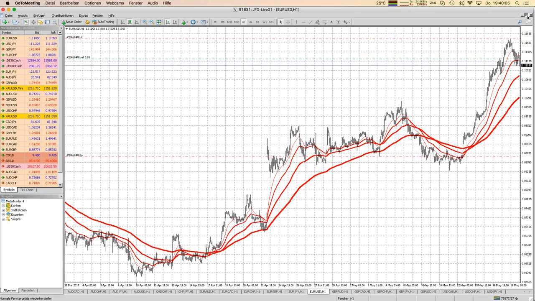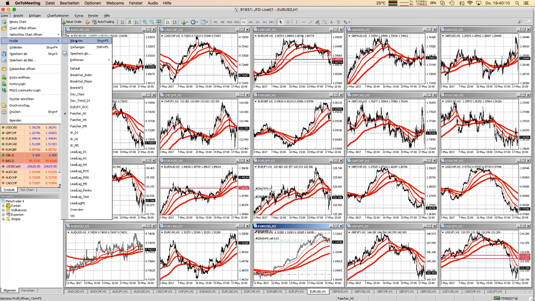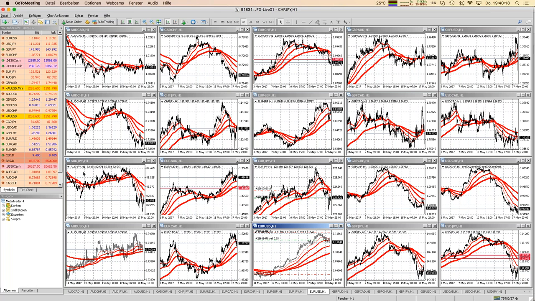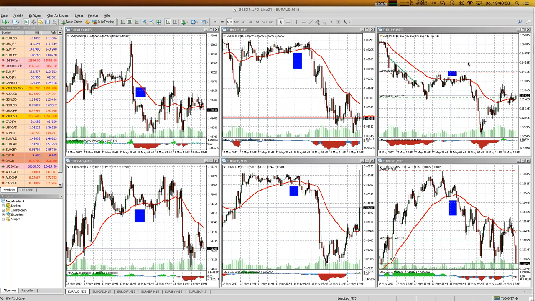So what I use is a different profile. And if you are not that familiar with those profiles, you can make them, store them, and then reopen them. That's quite a good thing within MT4, because then you don't have to create always new charts. So now here we are. I have, in one mouse click, all the charts fresh and in the way I want to have them, and to have them always the same.